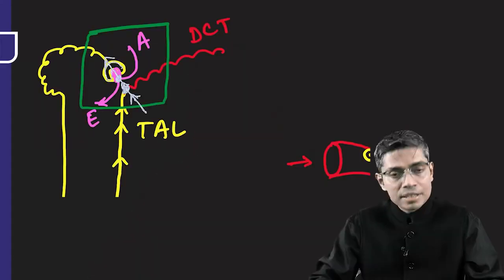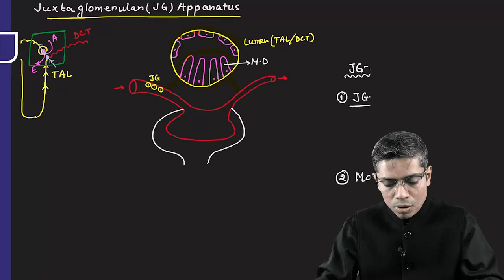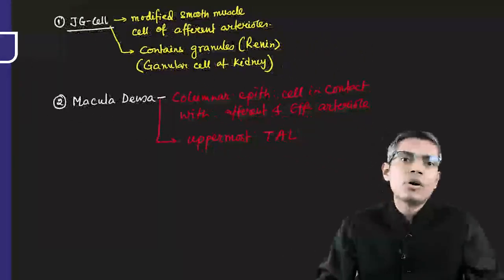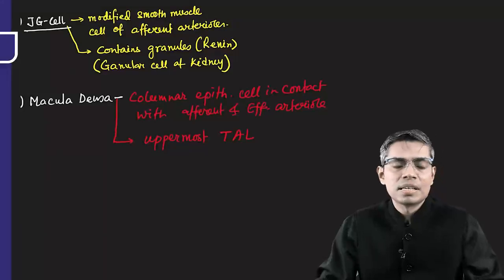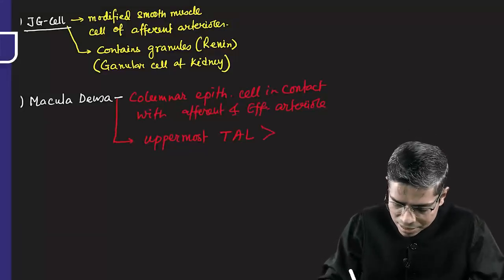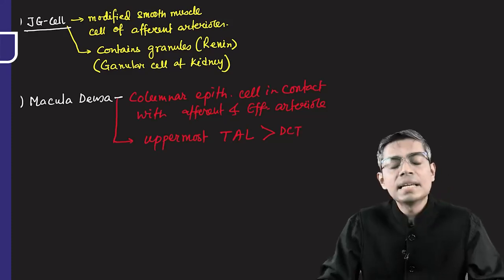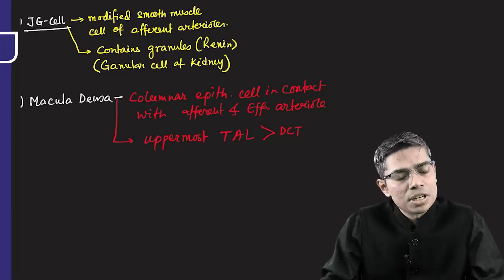So now you have to choose whether the macula densa cells are cells of the TAL or DCT. What will be your first choice? TAL. Which part of the TAL? The uppermost part of the TAL where it is giving rise to the DCT. Right, so I'll give you the evidence. Some of the books you may have read say that macula densa cells are cells of the DCT. DCT is the second choice if TAL is not given in the choices.